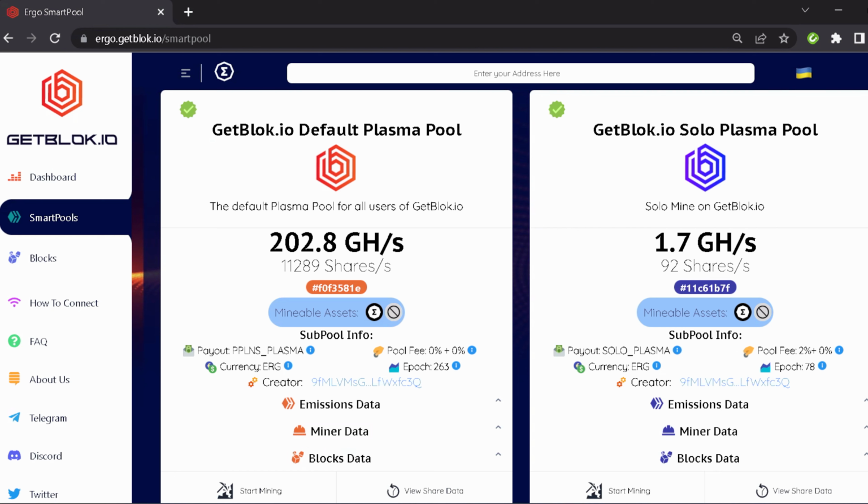That NFT idea is a pretty hot one right now, where you're getting minted rewards, maybe if you find a block, that kind of thing.